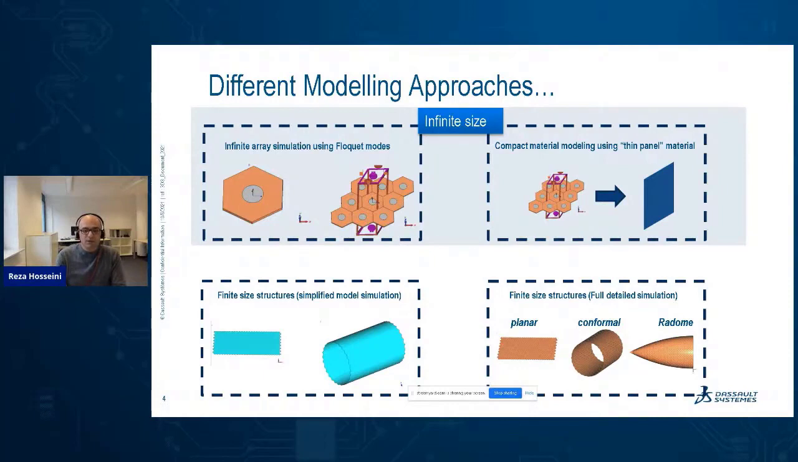The second approach is using finite size. The finite size could be planar, conformal, or realistic, and we can use the full detailed structures with all the geometry that we have inside CST, or model them with the SIMPanel material, the compact material modeling that we have. We're going through all of those cases in this webinar, starting with the infinite array simulations.